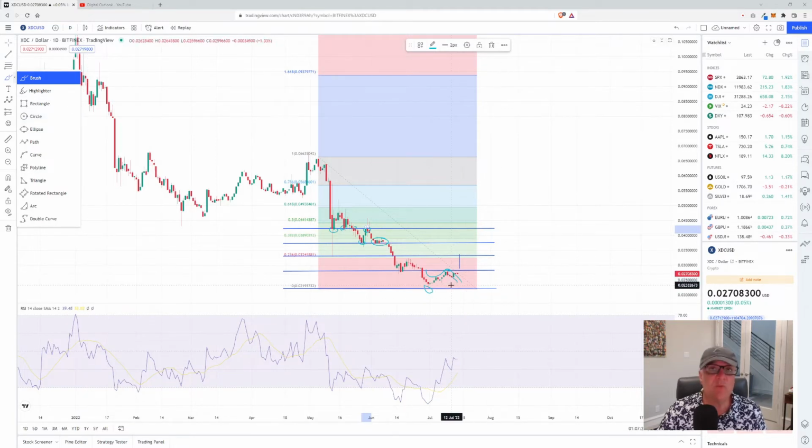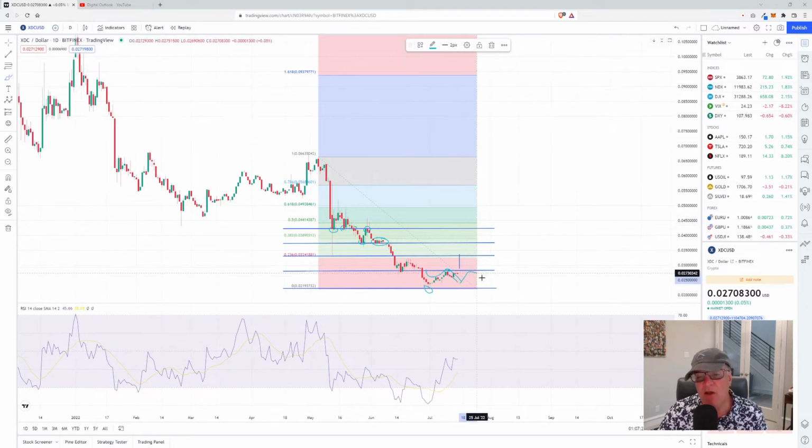And guys, what are we doing? We're just crawling up the stairs, like I said in that last video, through all the support and resistance until we start making some major moves. Now, guys, just take a look at this area right in here.